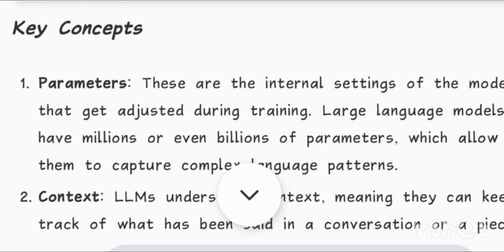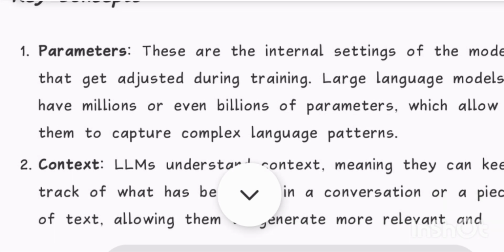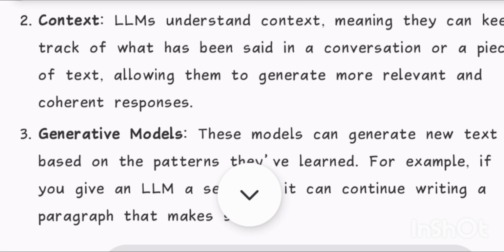Key concepts. 1. Parameters. These are the internal settings of the model that get adjusted during training. Large language models have millions or even billions of parameters, which allow them to capture complex language patterns. 2. Context. LLMs understand context, meaning they can keep track of what has been said in a conversation or a piece of text, allowing them to generate more relevant and coherent responses.